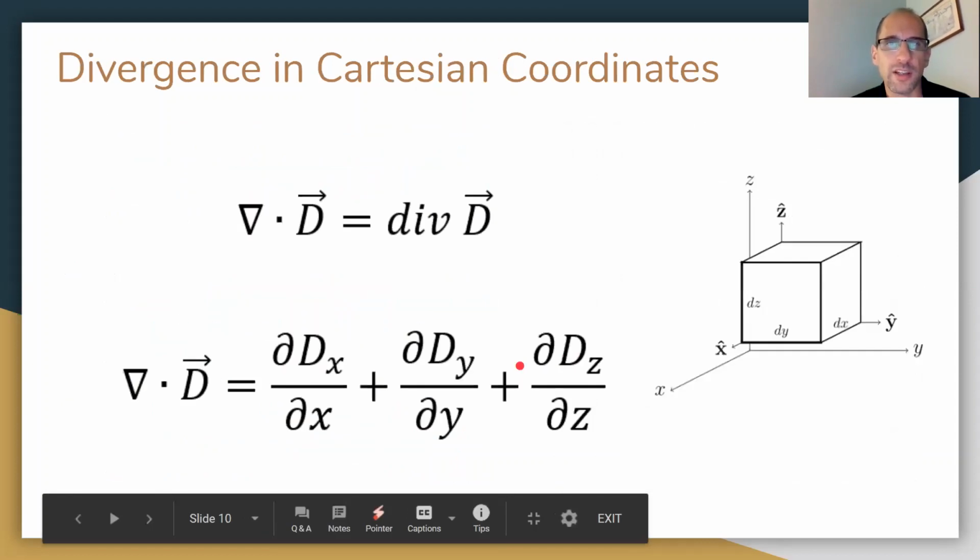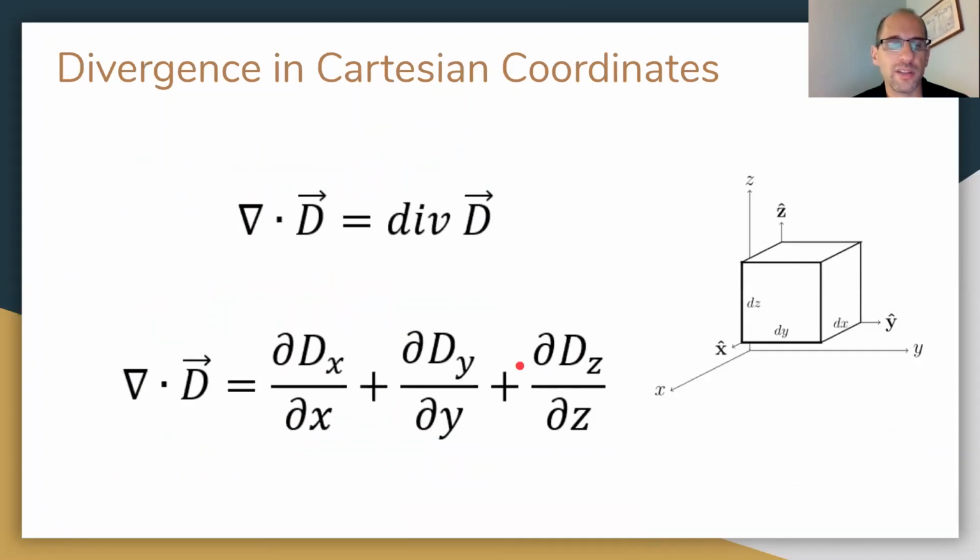So in Cartesian or rectangular coordinates, this is what it turns out to be. We can use div for divergence of an electric flux density or any vector field, but we can also use this del operator. This is the divergence operation, del dot the vector field. And the way to think about this is, here's our little differential volume, and we have dx, dy, dz in Cartesian coordinates.